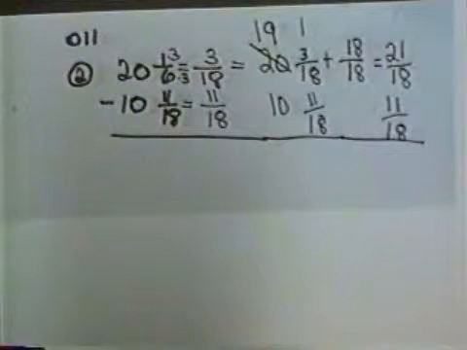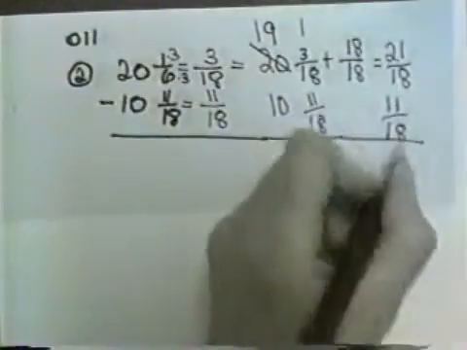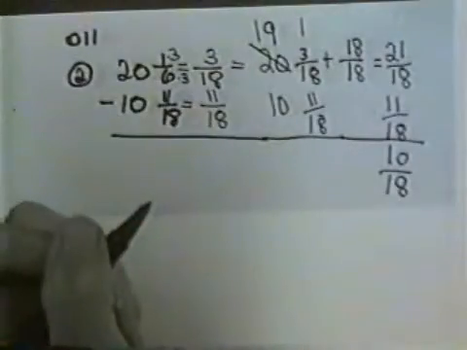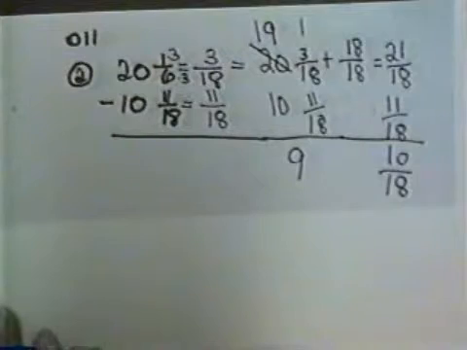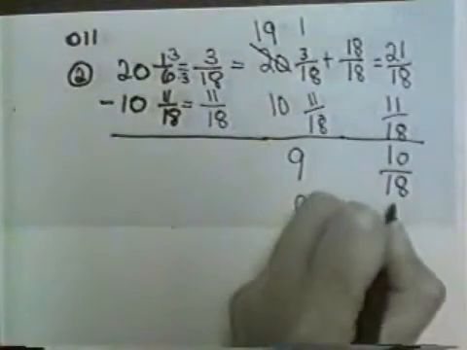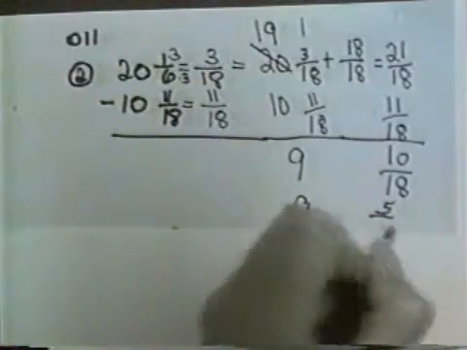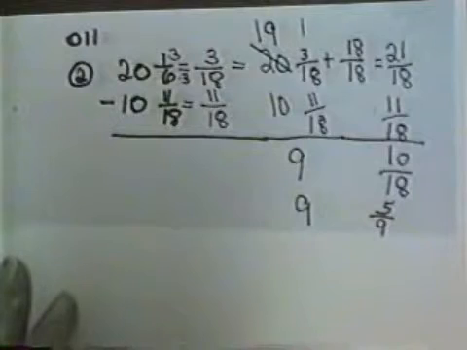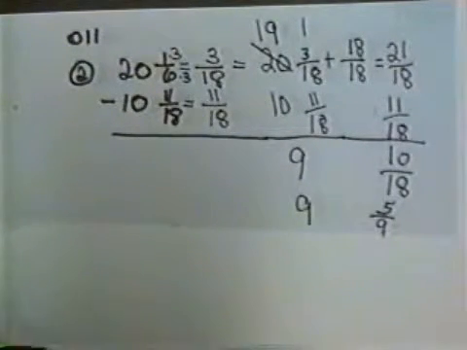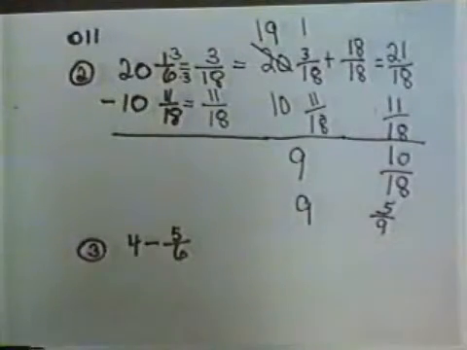So if we subtract the 11/18 from the 21/18, we'll get 10/18. And 10 from 19 will leave 9. And that will be our answer, except the 10/18 isn't reduced. So let's reduce it. Our answer is going to be 9 and 5/9, because we can divide 2 into both the 10 and into the 18.